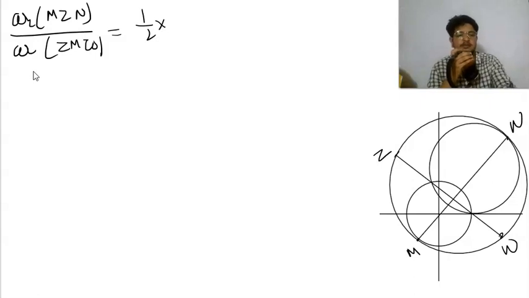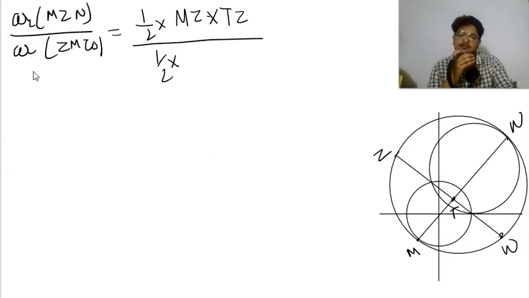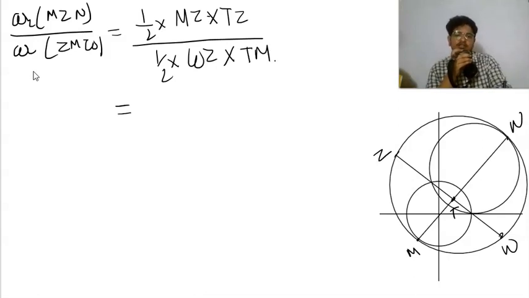For mzn we are taking, the base will be mn, and the perpendicular distance, if I take this point as t, will be tz. So half into mn into tz. Similarly, zmw will be this triangle, so it will be half into wz into this distance, which is tm.